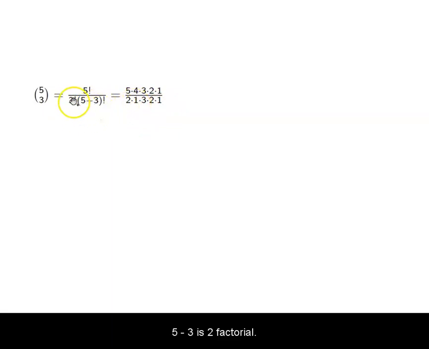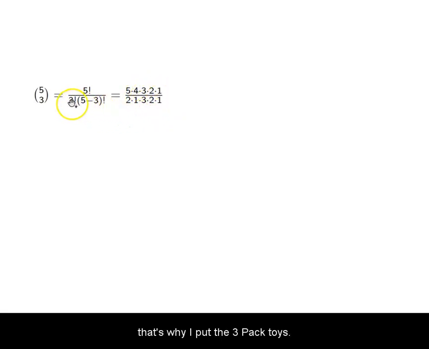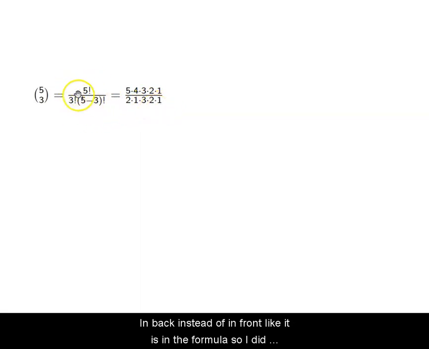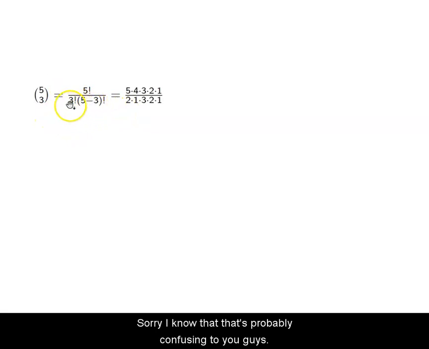But if you notice, I switched them around. And you might say, why did you do that? Because notice I have the 3, 2, and 1 all lined up. So that's why I put the 3 factorial in back instead of in front like it is in the formula. So I did switch their positions. Sorry, I know that's probably confusing to you guys, but I did that so that we can see that we have them lined up.